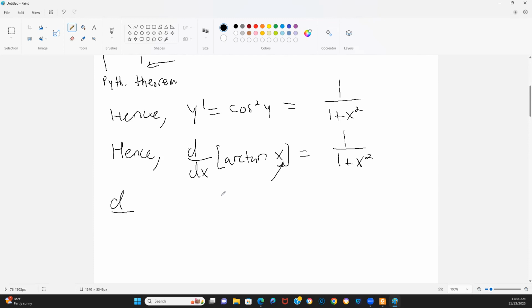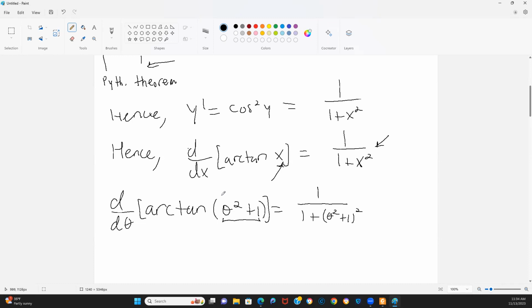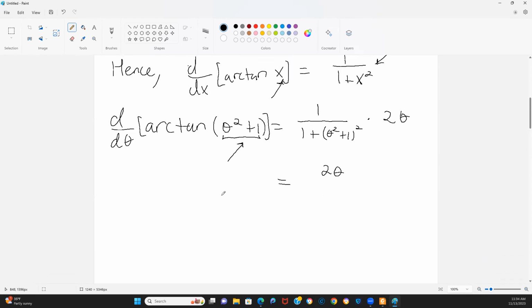Now, let's go back to the problem at hand and compute this derivative right here. This is going to be the chain rule. We take the derivative of the outside function, which is arctan, evaluated at the inside function. So it's going to be 1 over 1 plus theta squared plus 1, all squared. And then times the derivative of the inside function, which is 2 theta. And that will be 2 theta over 1 plus theta squared plus 1, all squared.